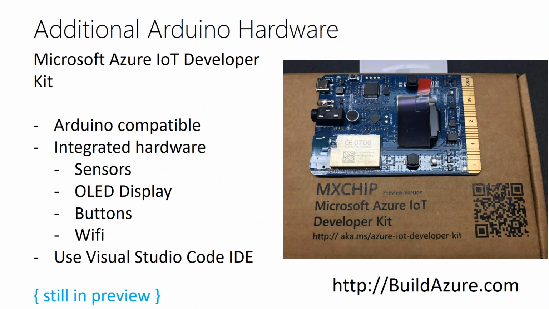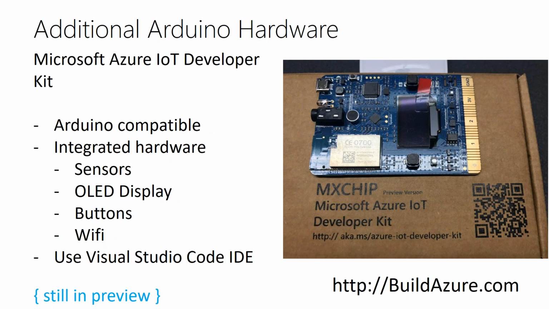And then some additional hardware in the Arduino space is the Azure IoT Developer Kit sold by MXChip. This is actually the official Azure IoT Developer Kit sponsored by Microsoft. So it's fairly new. They just started selling it about a month ago. You can get it for about $39 US.